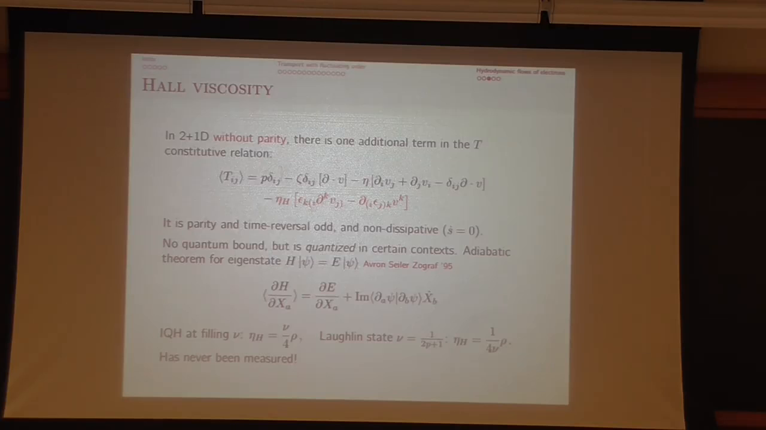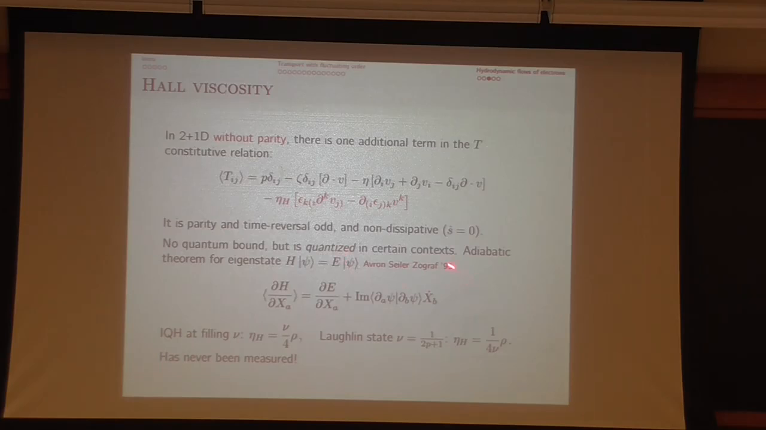But in 2+1 dimensions, if I don't have parity, there's one extra term I can write down, which is called the Hall viscosity. It comes at the same order in derivatives, except it's a bit different because it's parity and time reversal odd, and it's non-dissipative, so it doesn't contribute to entropy production. So for that reason, there probably won't be a similar type of bound on this quantity. However, it's still very interesting mathematically because it's quantized and known in certain contexts, for example, in fractional quantum Hall systems.